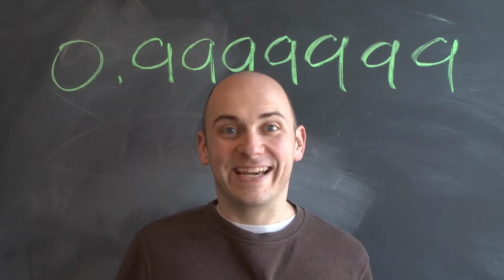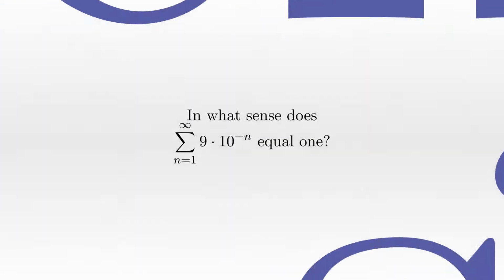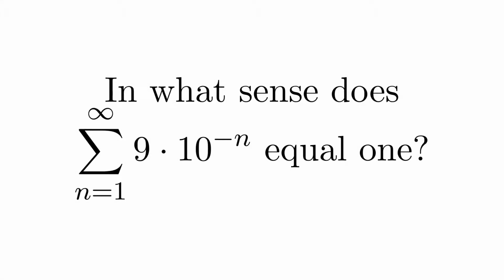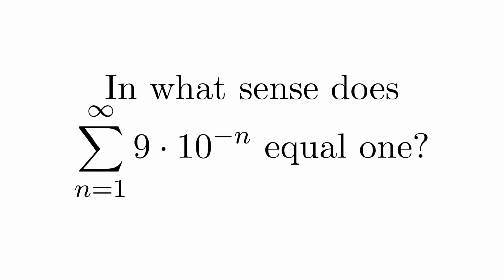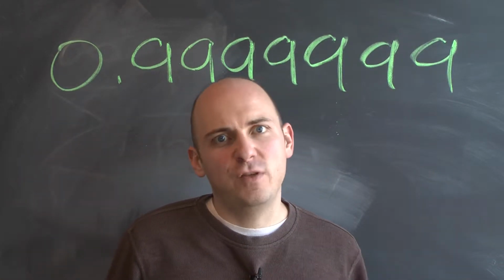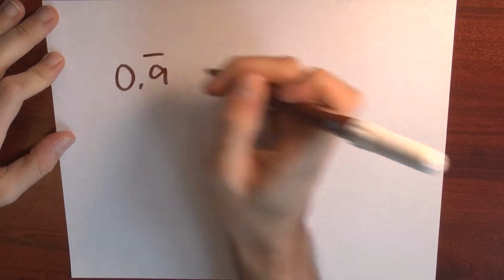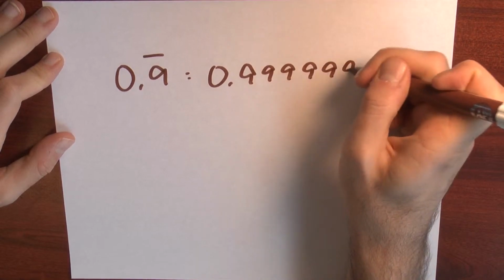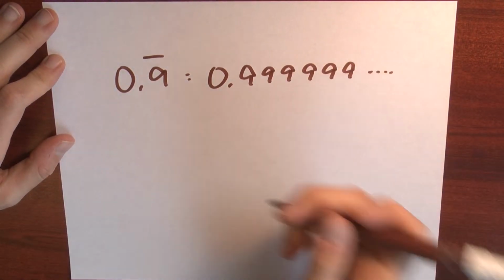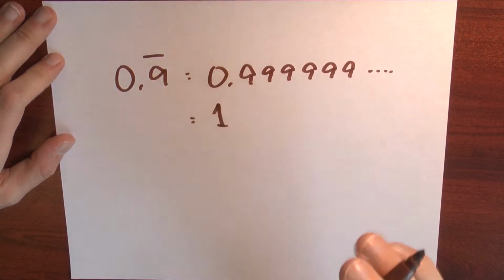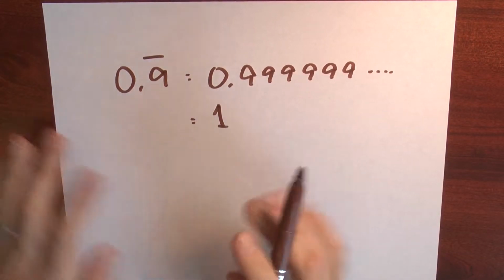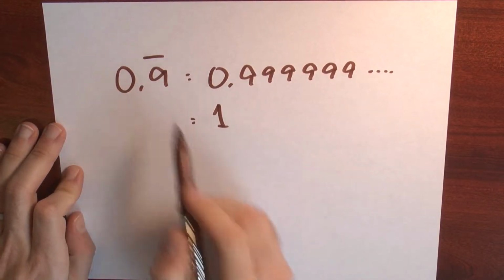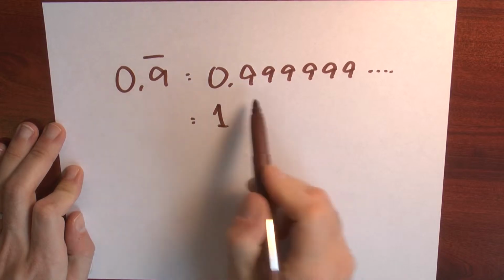0.9 repeating. Here's something that's often confusing. 0.9 repeating, by which I mean 0.9999999, just going on like that forever. That is equal to 1. Not just close to 1, not a little bit less than 1. This is exactly equal to 1.